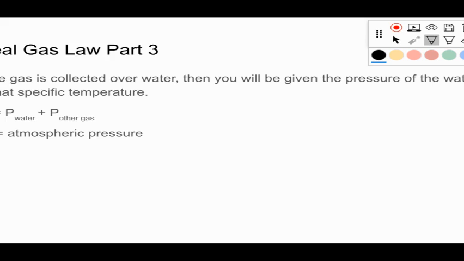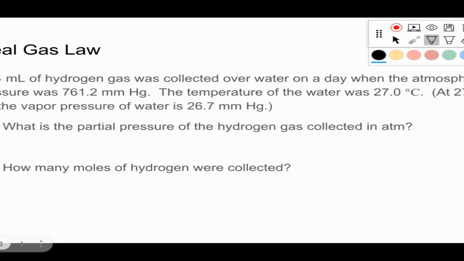And so we will often be given the pressure of the water, and you're going to be asked for this, and you're given the atmospheric pressure. Your brain just has to know that that is talking about the total pressure. So this says 15.4 milliliters of hydrogen gas was collected over water on a day when the atmospheric pressure was 761.2 millimeters of mercury. The temperature of the water was 27 degrees Celsius. And it says the vapor pressure of the water was 26.7 millimeters of mercury.